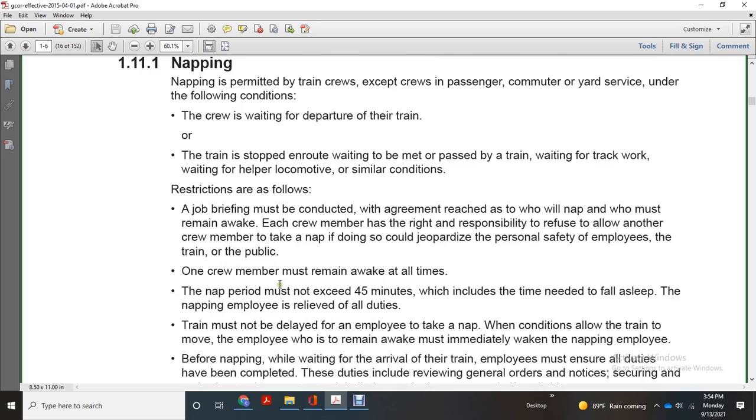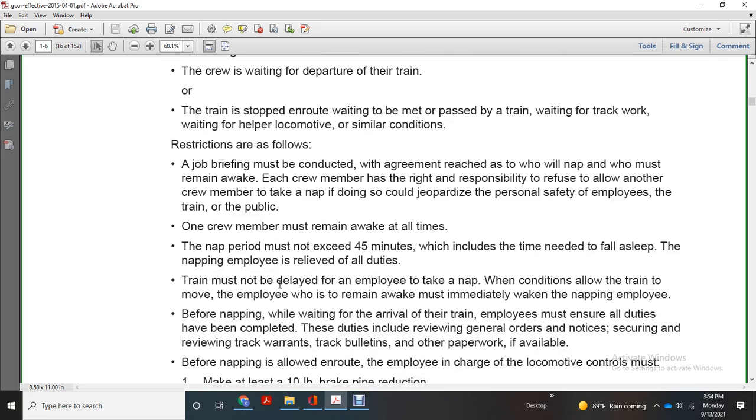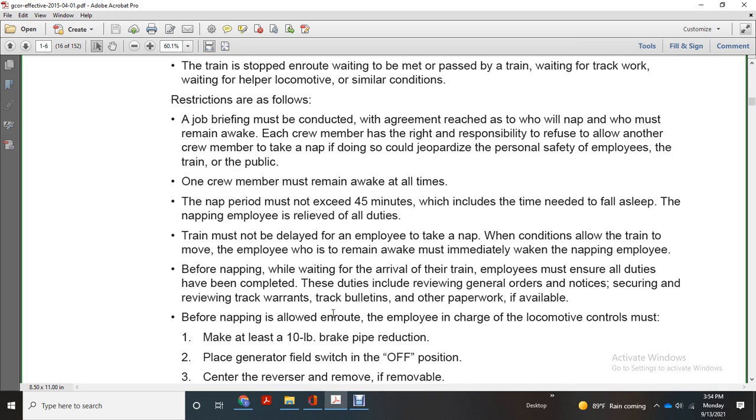One crew member must remain awake at all times. Nap period must not exceed 45 minutes. The time the employee falls asleep, the napping employee is relieved of all duty. The train must be delayed with the employee taking a nap, with the conditions allowed for the train to move. The employee remaining awake must immediately wake the napping employees before the arrival of the train.